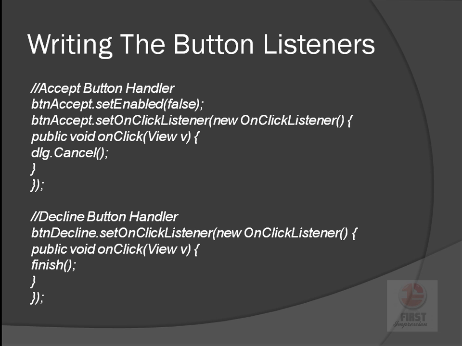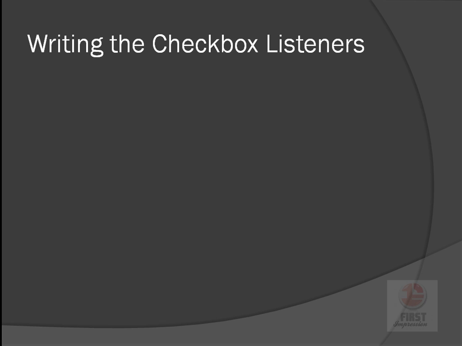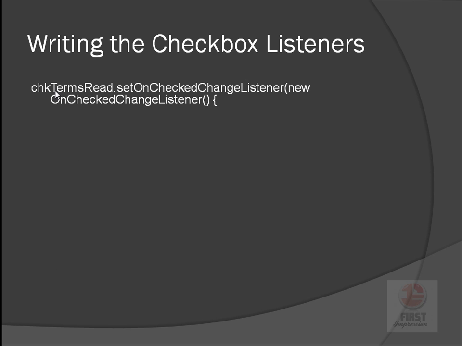Now, when someone checks the checkbox, if the checkbox has been checked, then we will enable this btn accept, else we will disable the btn accept. So let's write the checkbox listener. We will say chk terms read dot set on checked change listener. This indicates that you have to set an on checked change listener. It will be called whenever someone changes the check on the checkbox. If someone checks it, this will be called. If someone unchecks it, this will again be called.